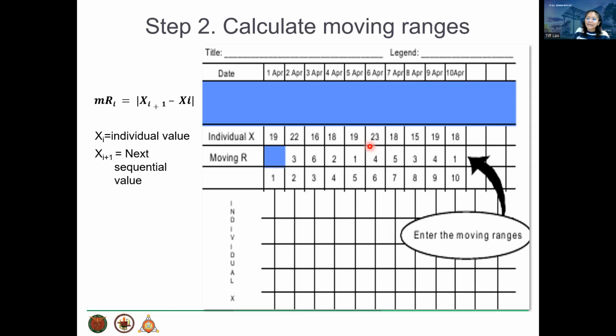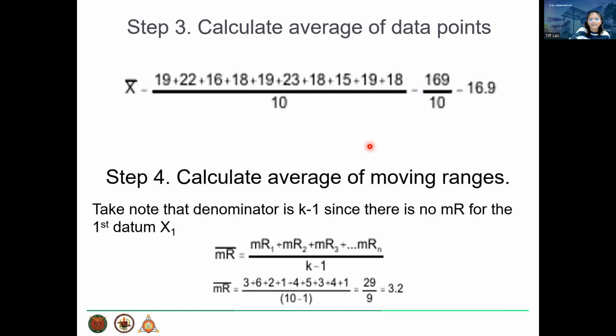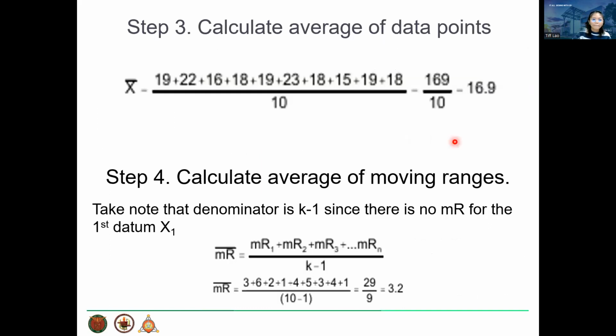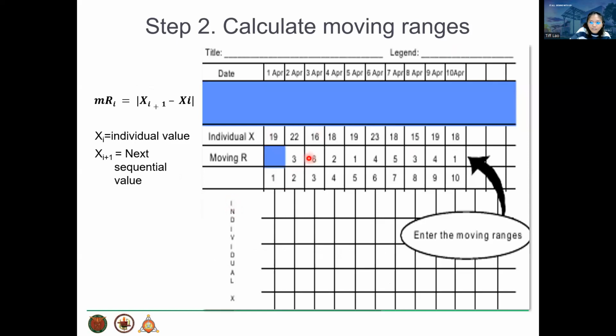Clear. And after getting the moving ranges, ano na yung next na gagawin? Since this is X bar moving range chart, next mong gagawin ay to get the average na naman, kasi may X bar pa, data points. So average lang siya. Kunin mo lang average niya, observations. Okay? So over the number of observations, which is 10, and then you'll get the average. Ayan. And then next is the average of moving ranges. So nakakuha ka na ng moving ranges, the next thing to do is to get the average.